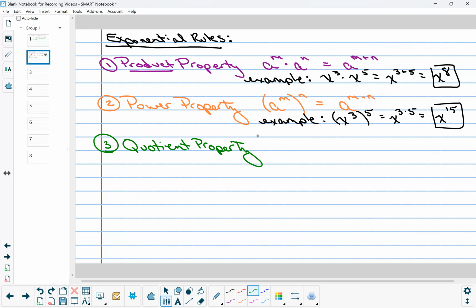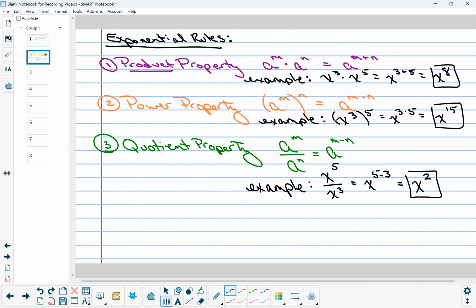All right, so quotient property. So this looks like a to the m over a to the n. So again, same bases, different powers. This is going to be a to the m minus n. And so, example, we'll continue to use these same values. Okay, so I'm going to switch these around. I'm going to go x to the 5th over x to the 3rd. This is going to be x to the 5 minus 3. It's always top minus bottom. So this will be x to the 2nd. Okay. Quotient property.